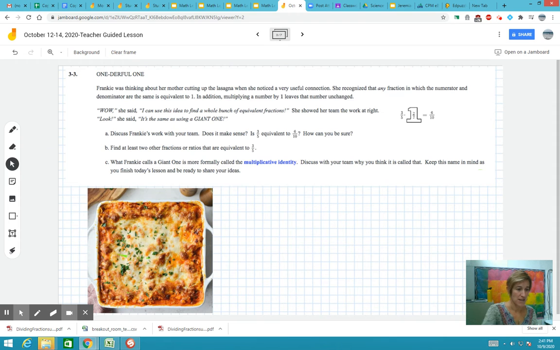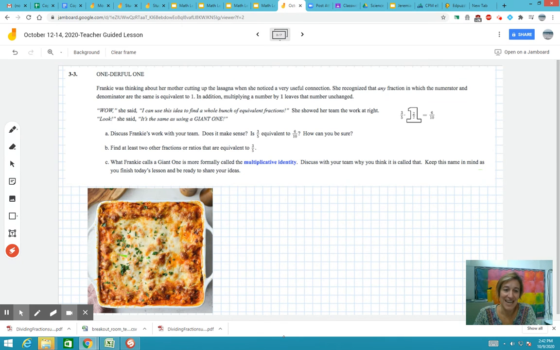Over here on the right, Frankie has a fraction of 3/5, and her giant 1 is 2/2. So we know that two 2s is equal to 1. If I gave you 2 halves of a candy bar, you have 1 whole candy bar, just in 2 halves. So she multiplied 3 times 2 and has 6 tenths, and 5 times 2 and has 10.